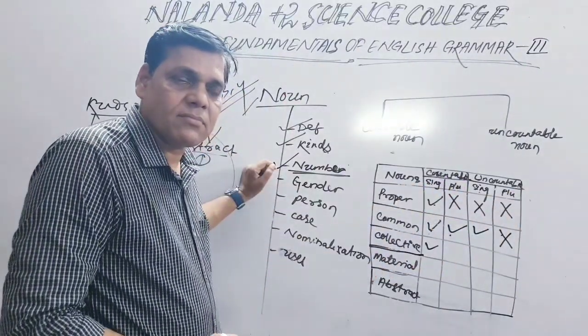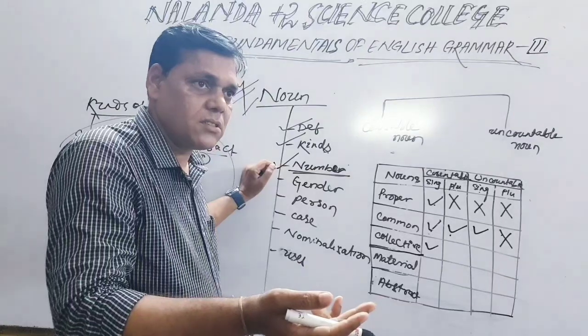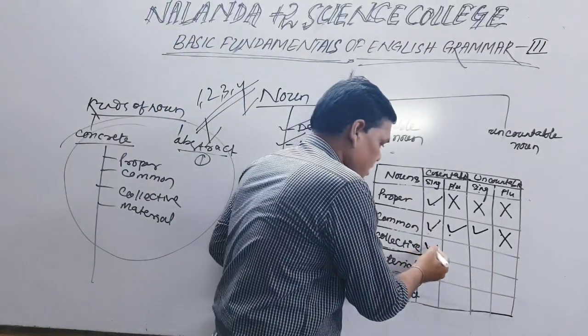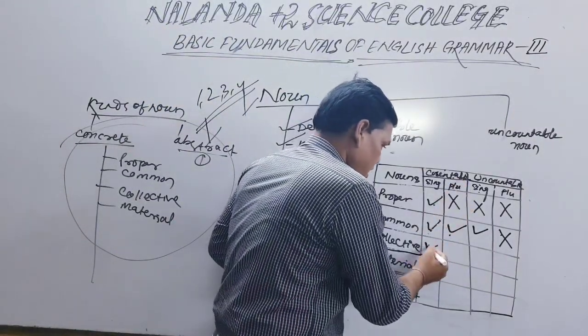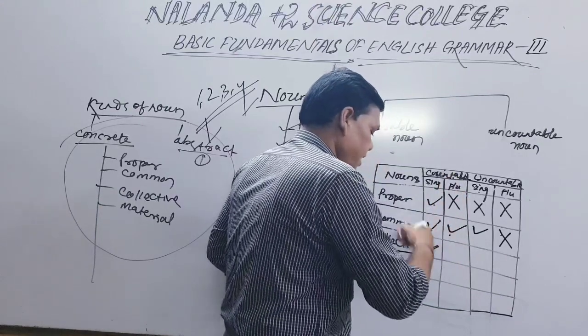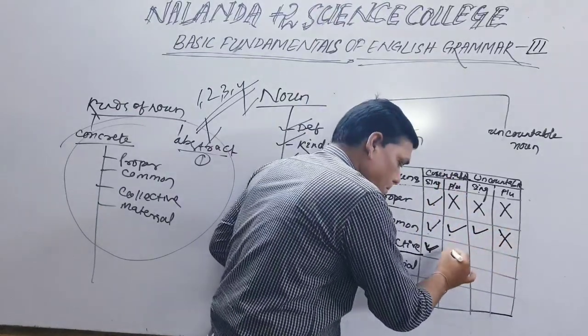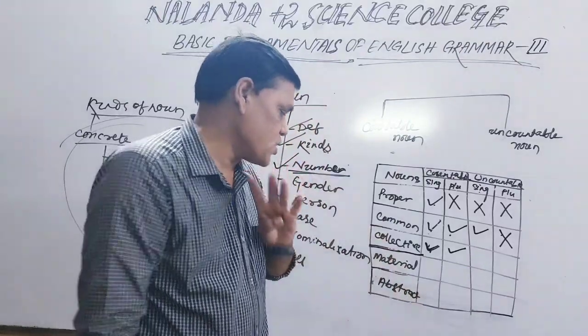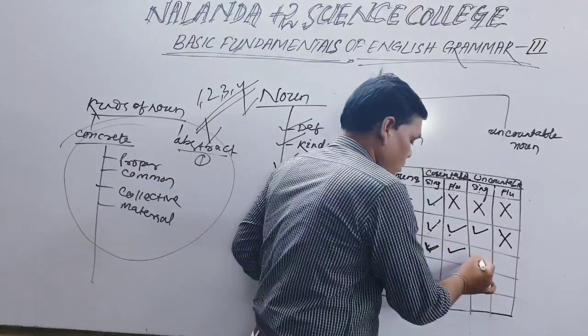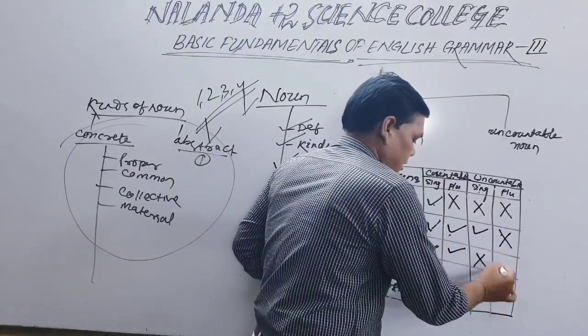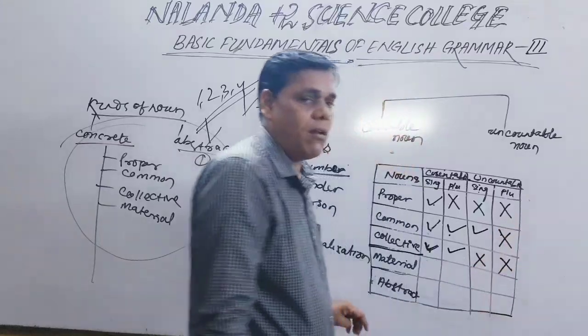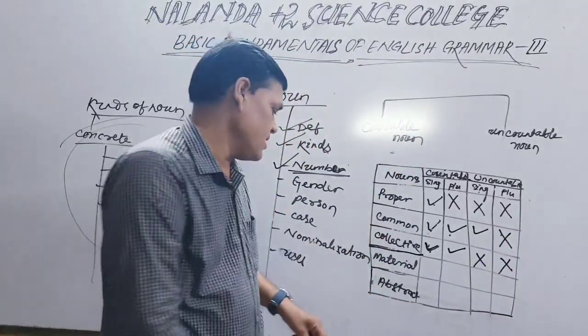Series, bundle, bundles. That's why collective nouns are ever countable singular. It can also be countable plural. All of you clear, dear students? Collective noun can't be uncountable. Collective noun can't be uncountable plural. Am I clear? Let's discuss.